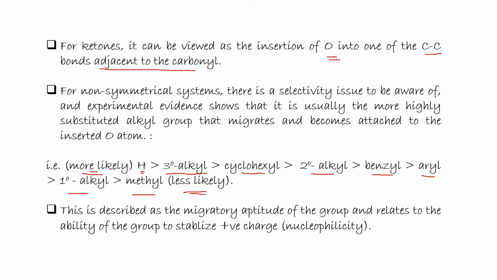This is described as the migratory aptitude of the group and relates to the ability of the group to stabilize positive charges, which means that the group which is going to migrate should have high electron density on it. That's why it's tertiary alkyl, since you have 3 R groups pushing the electrons toward the center carbon, makes it electron rich.